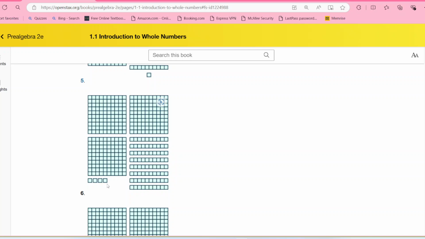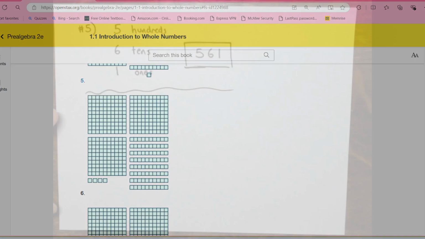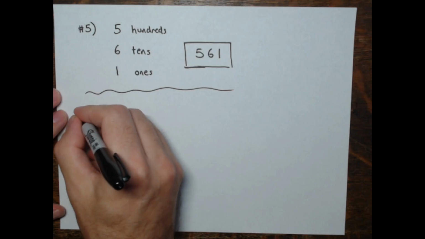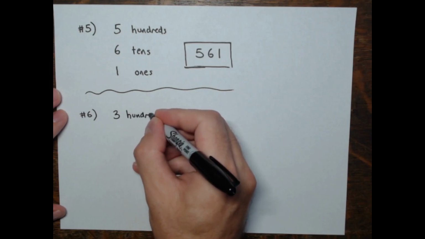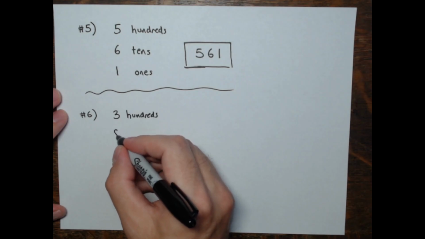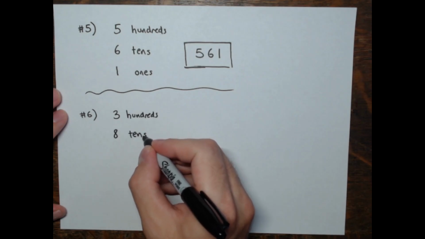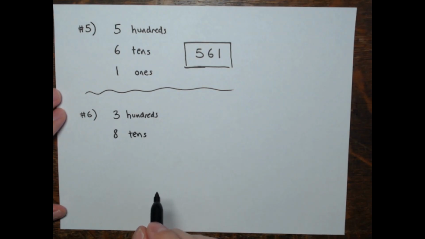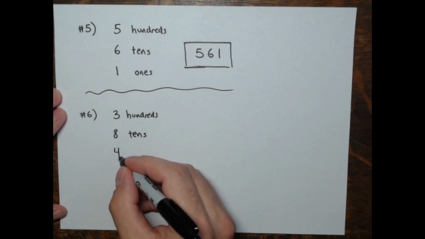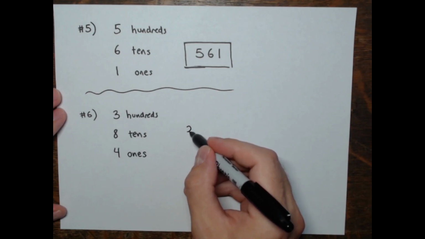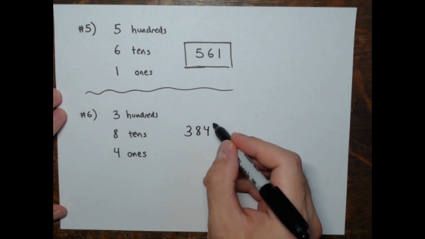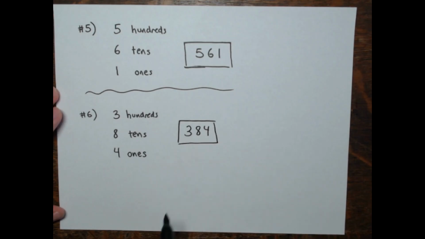384. Again, I'll write out the words, right? Number 6. There were 3 of those hundreds blocks, 8 of those tens rods, right, for a value of 80. And there were 4 ones blocks, 4 single blocks, for a total value of 384. Very quick and easy. All right, again, we can't check it, but I'm pretty certain that is correct.